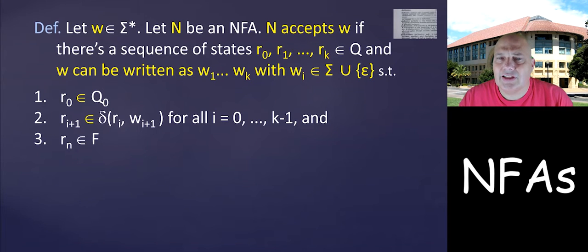So it's in delta Ri Wi plus 1. And this holds for every i from 0 to k minus 1. So this means exactly what we said in words last time. A string is accepted by N if there exists some accepting path from the start state to an accept state.